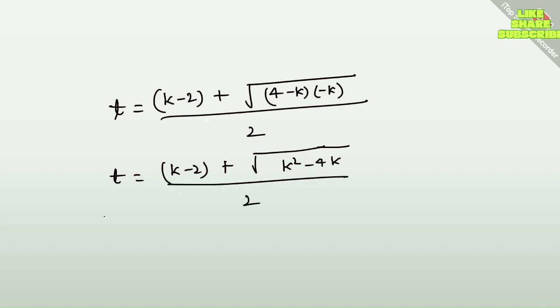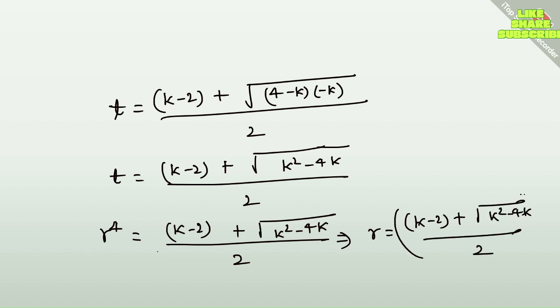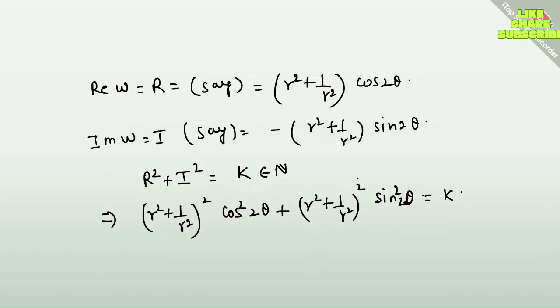So, we have taken t is equal to r raised to power 4. So t is (k minus 2 plus under root k square minus 4k) over 2, and this implies r is equal to ((k minus 2 plus under root k square minus 4k) over 2) raised to power 1 over 4. Now we have to compare all the given options.